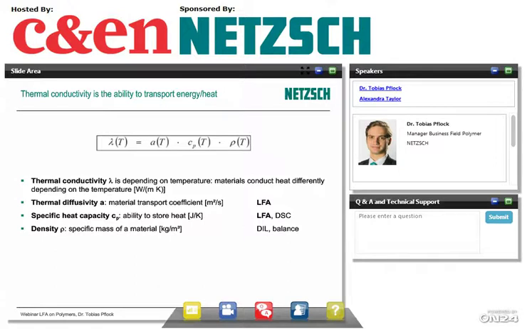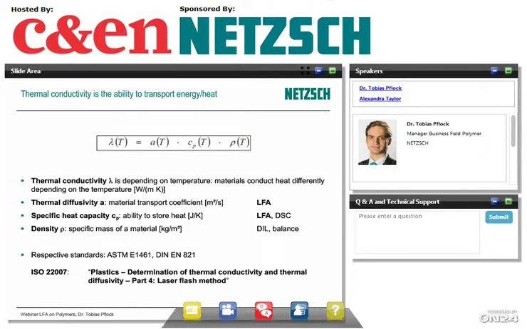This is the specific mass of the material, and that can be obtained by just a density balance. Or if you want to be more precise and you want to have the density as a function of temperature, for example, you could use a dilatometer to measure the thermal expansion and then correlate the mass and the expansion of the volume to the density as a function of temperature. So we have these three numbers, and now we can calculate the transport property, and that is the thermal conductivity lambda.